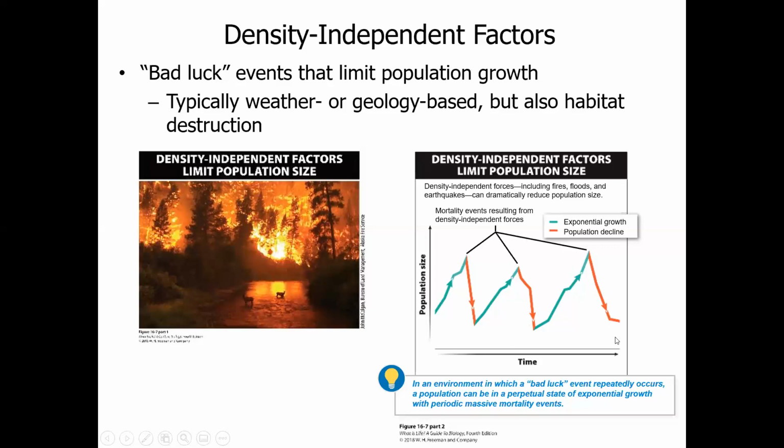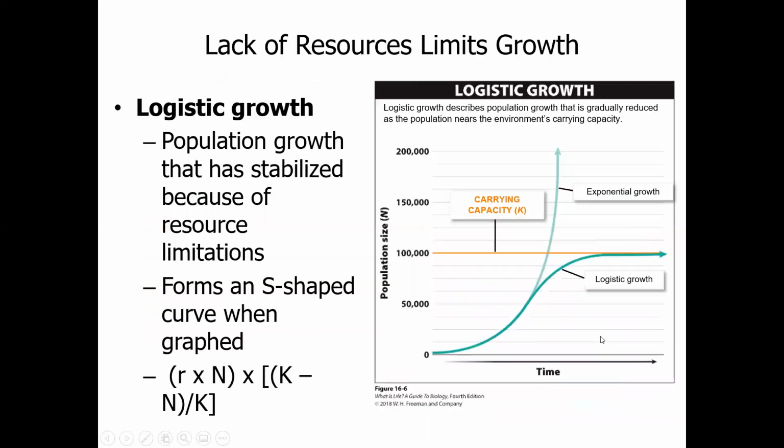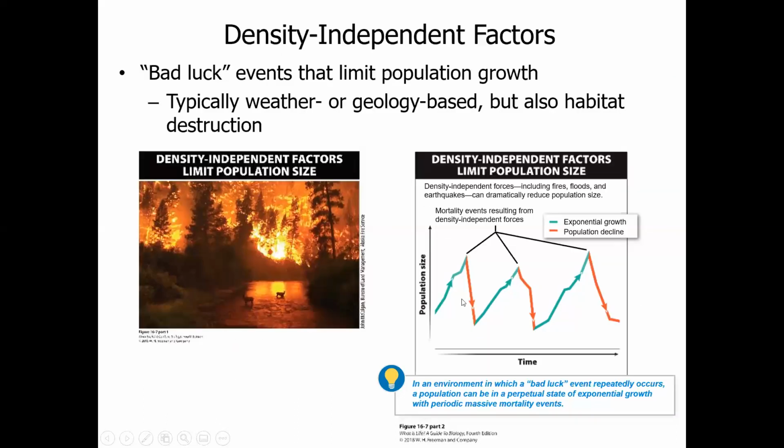Again, spike and decline. So instead of it being this nice curve where we have a growth and then a leveling off because of some limited resources or competition, like with logistic growth, in this case, we're just having basically booms and crashes because the density independent factors aren't gradually leveling out the population. They're just destroying some of it.